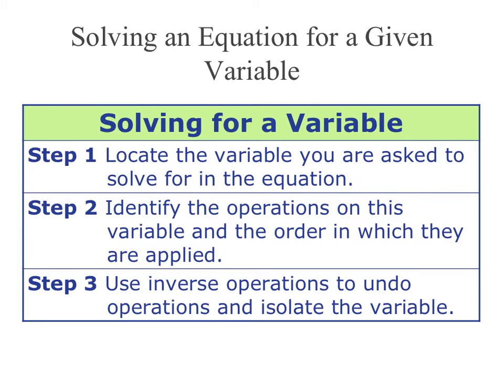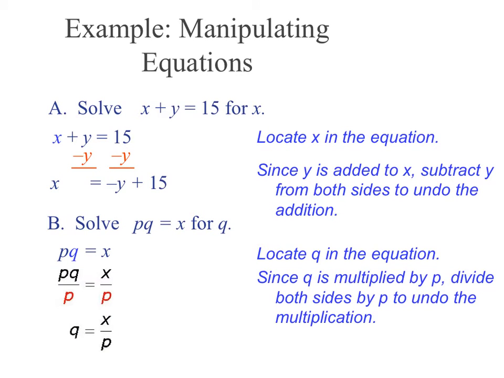This is not unlike solving an equation when we have one variable, but in this case we're solving an equation when we may have two or more variables. Here are some examples. In example 1, we have x plus y equals 15, and we're asked to solve for x. So we locate the x, and then we take y, subtract it from both sides, and we get x equals negative y plus 15.